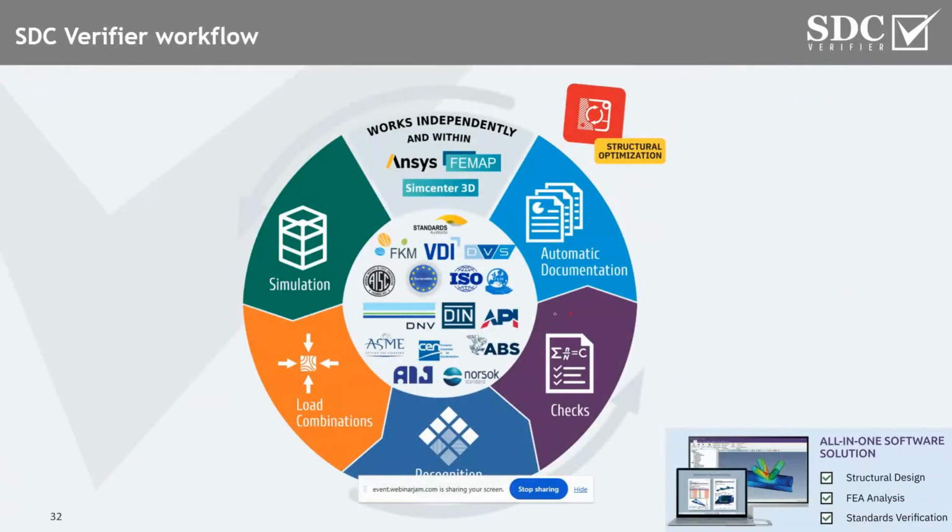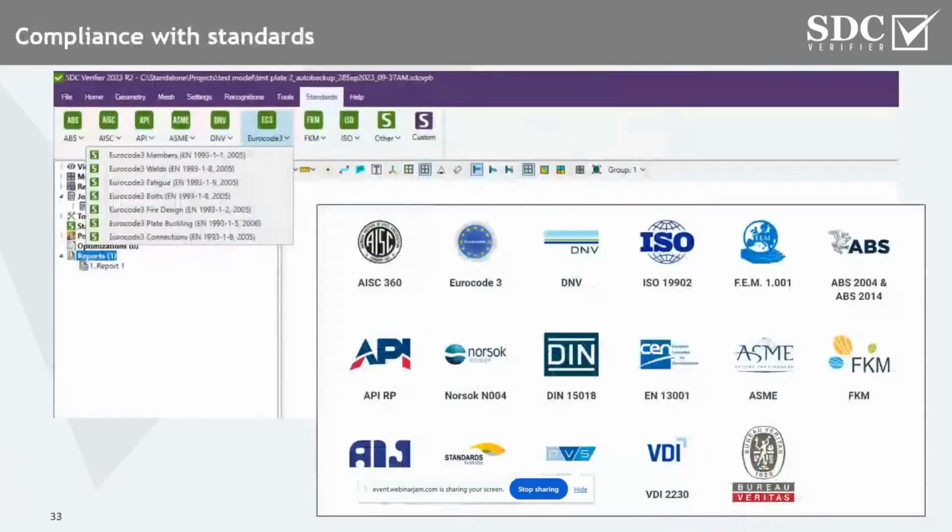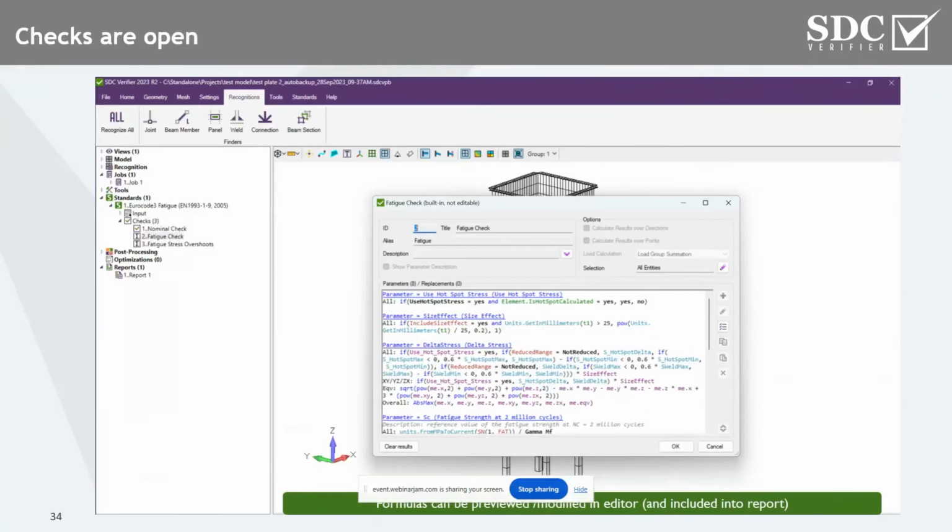So after it's done, you, of course, would like to check it using multiple industry standards. We have a pretty extensive database, starting from multiple Eurocode versions, AISC, DNV, DIN, API, ASME, etc. And all these standards have basic logic. They are completely open. So it's not a black box, you can see every single item, formula, variable. You can open it yourself and check it out.